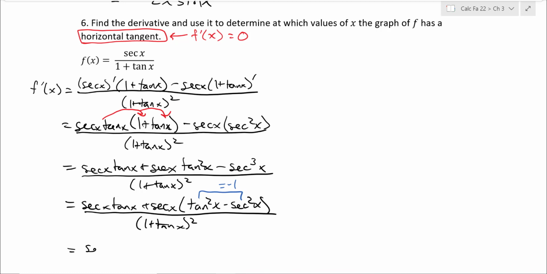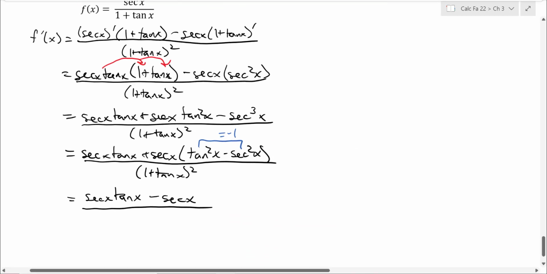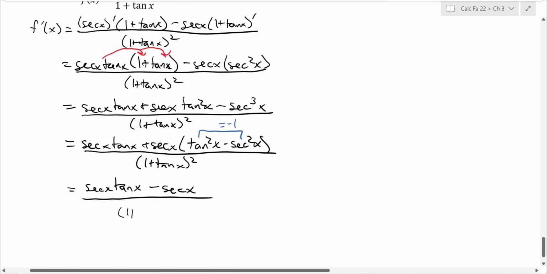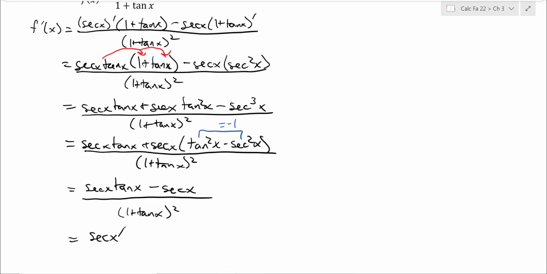Which would then give us a secant x tangent x minus secant x, right, because secant x times negative 1, all over our 1 plus tan x quantity squared, and we can factor out a secant then. So we get secant x times tan x minus 1, all over 1 plus tan x quantity squared.